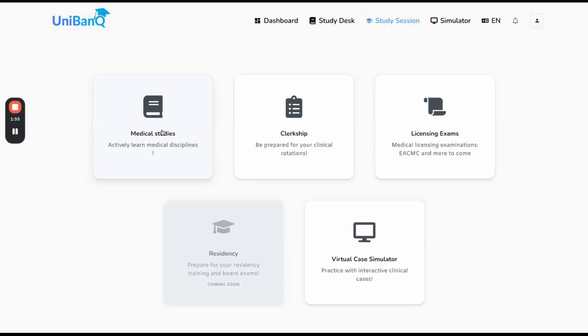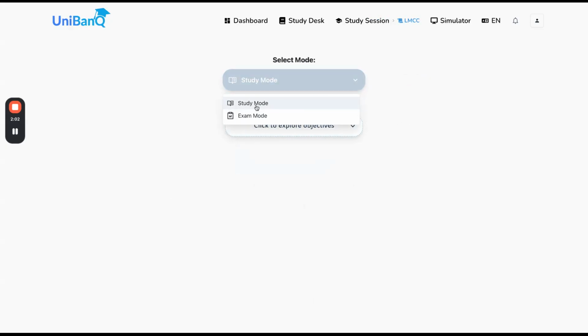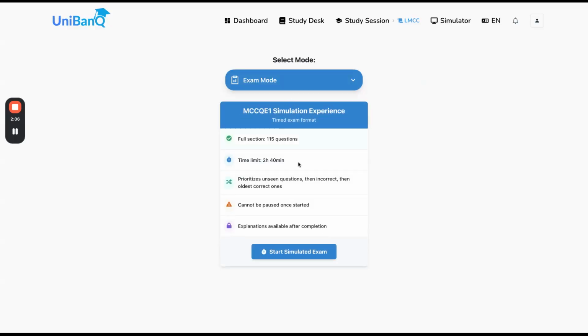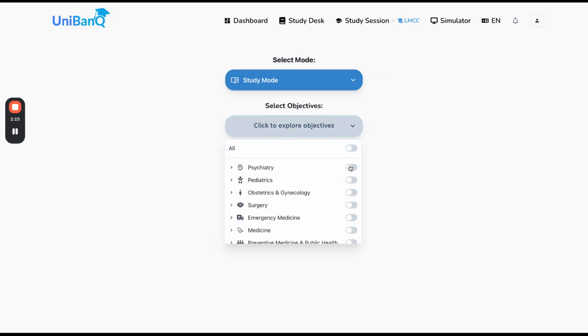So I won't go through every question bank, but basically, regardless of the question bank you go through, you're going to have pretty much two options. You're going to have either an exam mode or a study mode. The exam mode basically lets you simulate an exam. You go through the whole set of questions, you have a time limit, and after the time limit, you have access to all of your feedback, whether you were right or wrong, and the explanations.